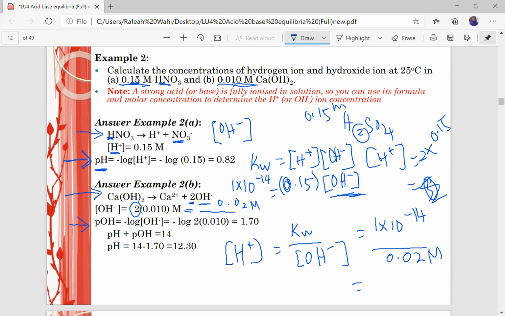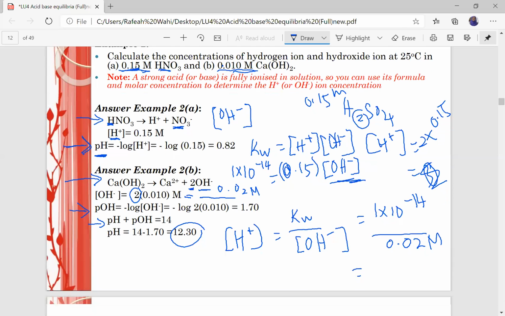And then from there, you can use pOH plus pH equal to 14, and then from there we can get the final pH. Okay, but the most important thing here is that the question is asking you what is the concentration of the hydrogen ion and hydroxide ion in both of the acid and base questions. So we know that for any acid you can also have both the hydroxide and hydrogen ion at the same time, and for any base that is also the same case. Okay.